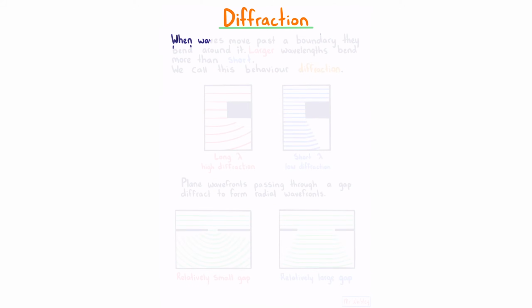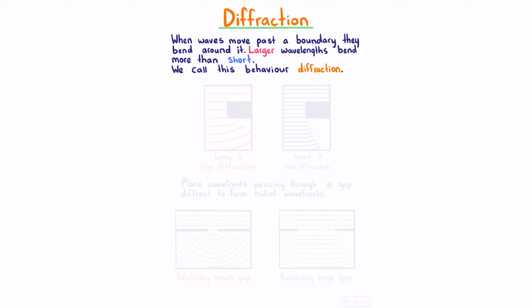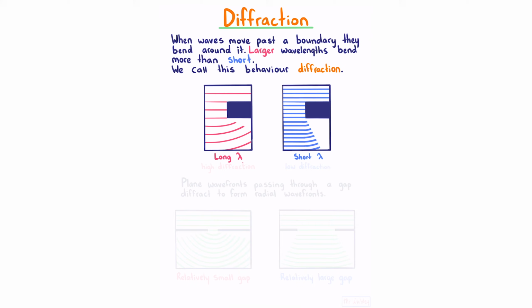Diffraction. When waves move past a boundary, they bend around it. Larger wavelengths bend more than short. We call this behavior diffraction. So in each of these cases we have a barrier, and we see our longer wavelength bends around more than does our shorter wavelength, meaning that with a longer wavelength we have more diffraction than we have with a shorter wavelength.